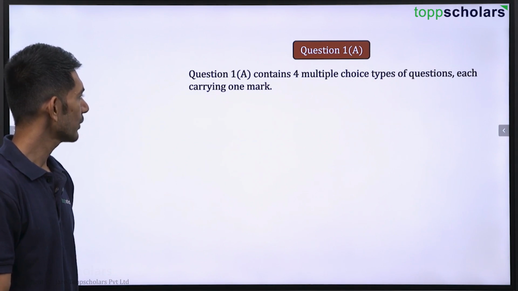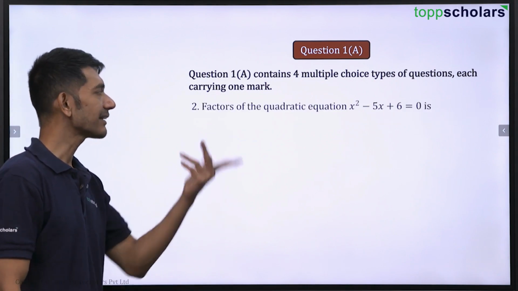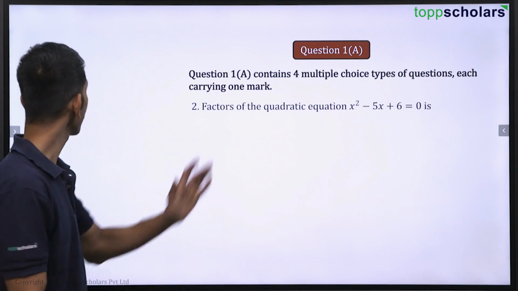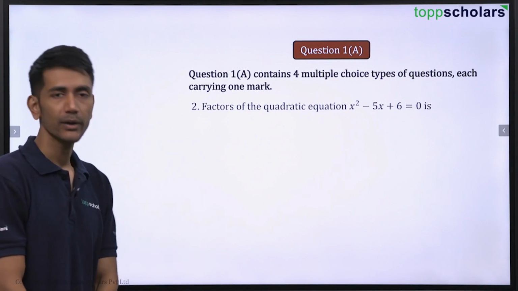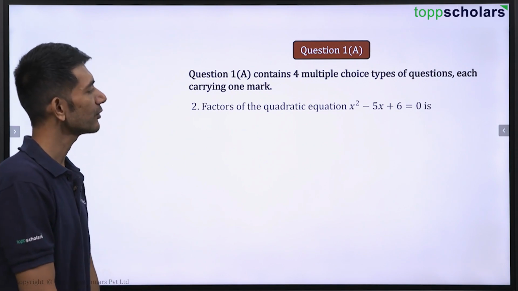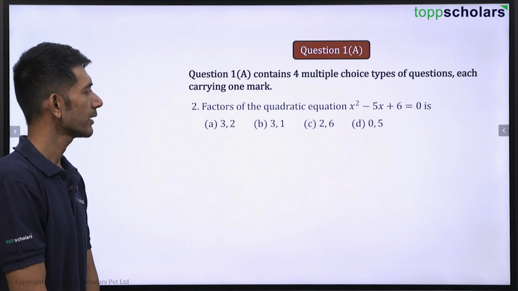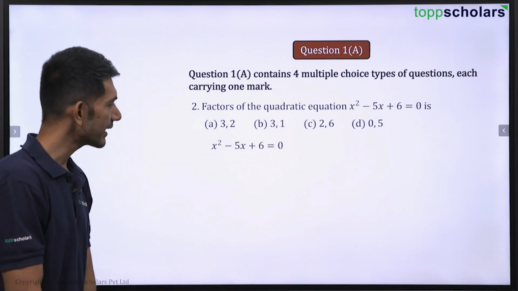So we have the next question, that is the factors of the quadratic equation. Isn't this a simple question? We are supposed to find out the factors of the quadratic equation x square minus 5x plus 6 is equal to 0. And 4 options are already given to us. Correct? Okay, let us take the quadratic equation first.